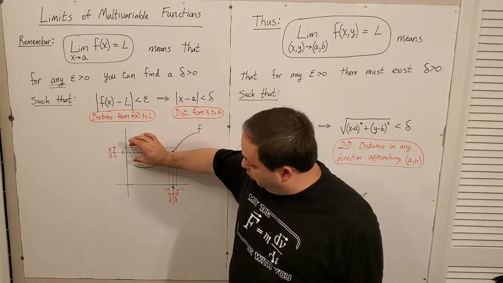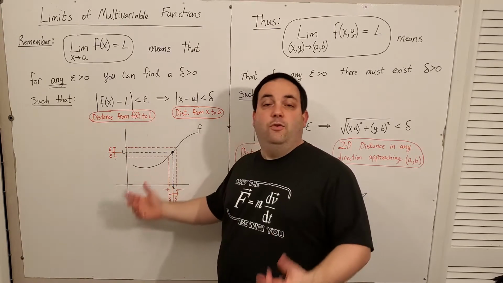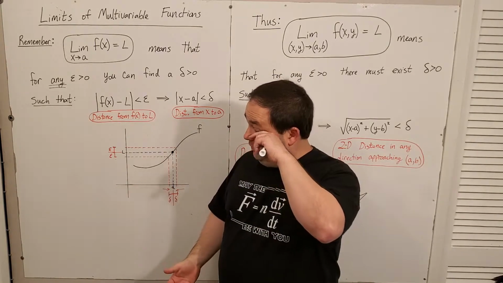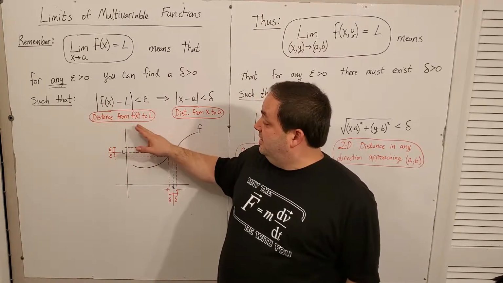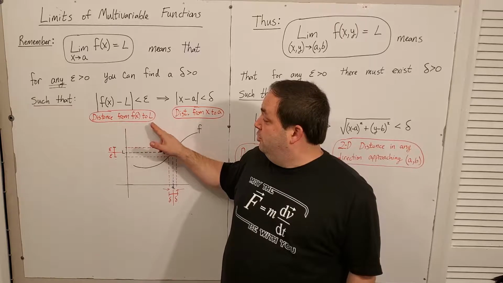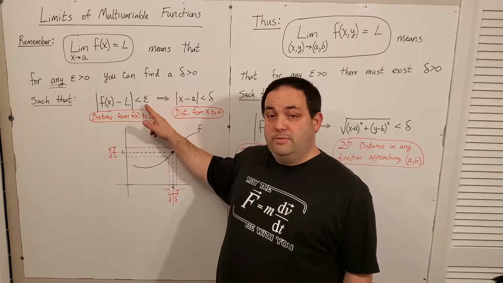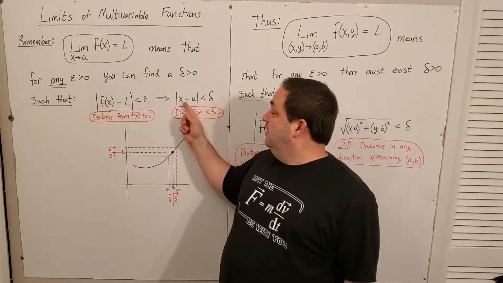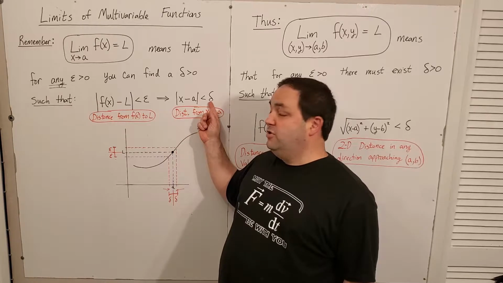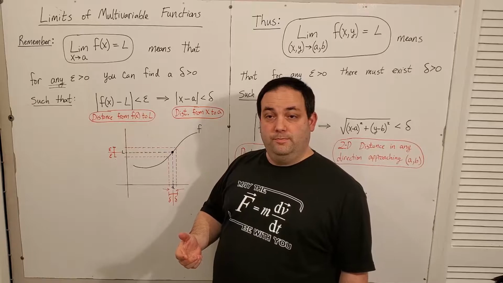The Y values will approach L as the X values approach A, if you will, right? On this particular function here. Okay, that's what this is saying. The distance from the actual function value to the value of L is less than some epsilon, implies that I should be able to find X within some small distance of the A value that we're trying to approach, okay?